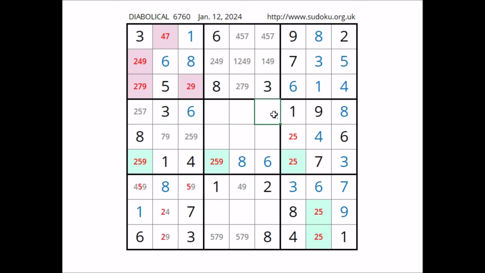We have 2 in this column, so in this place can be 4, can be 5, can be 7. And in these two places for the moment, the four options are 2, 4, 5, and 7. Okay, 2, 4, 5, and 7 here, 2, 4, 5, and 7 here.